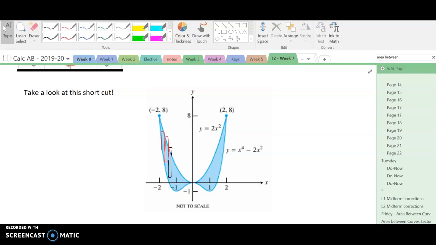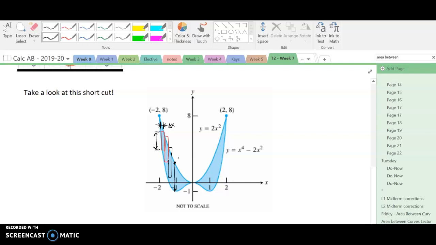If we thought about finding this area under the curve with a bunch of rectangles, in all cases, their width would be delta x, and their height would be here. If we think about what this height is, it's really from the upper curve down to the lower curve.